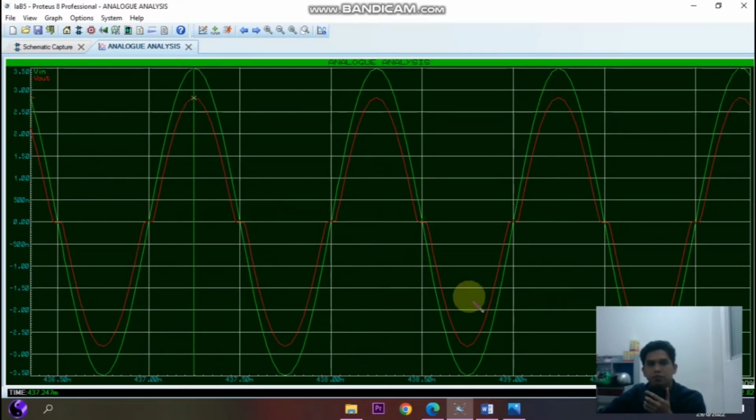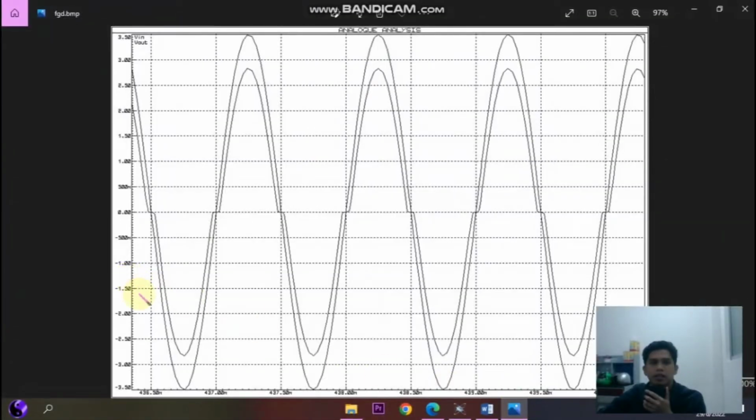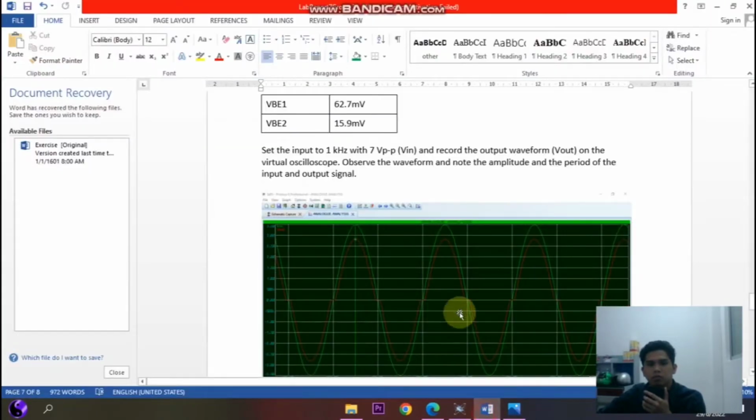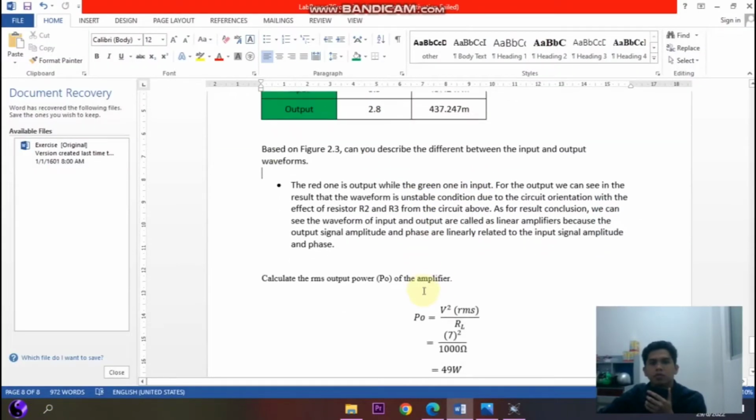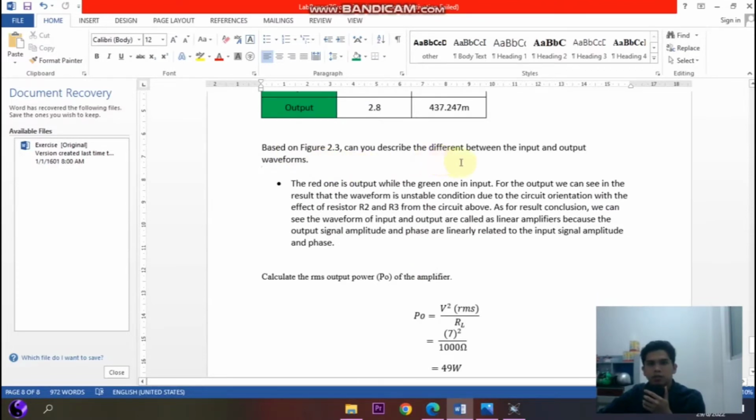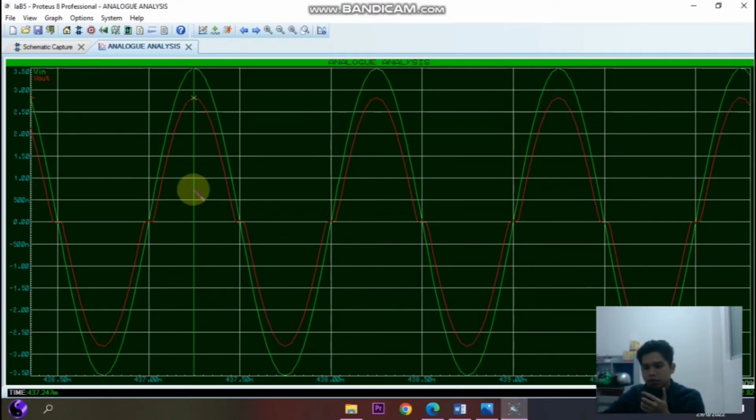Okay, so observe the waveform and note the amplitude and period of the input and output. So input 3.5, output 2.8. As we can see 3.5. Okay, output is red and input is green, so 3.5 and 2.8. Okay, and we can see the period is 437.247 m. Okay, same.